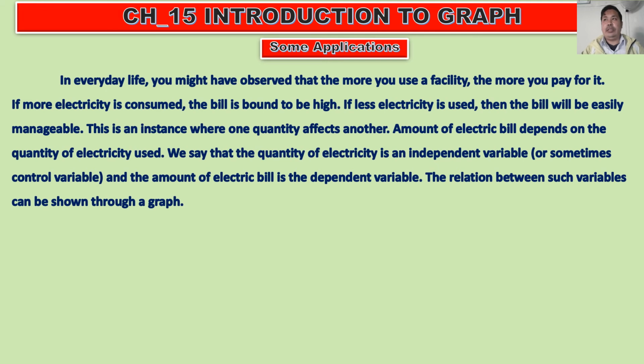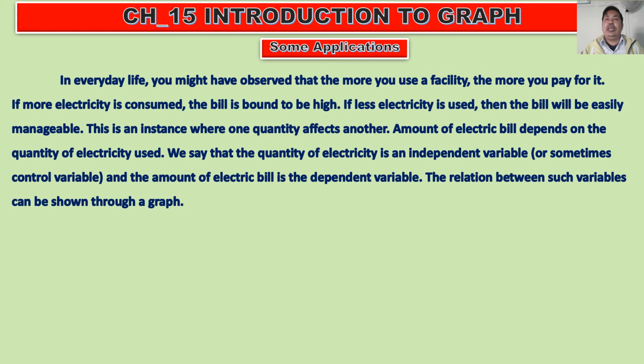See, how much you consume electricity, that determines how much the bill will be. Also, if you want to buy more quantity of sugar or more quantity of rice, then the bill will be bigger, isn't it? The less quantity of rice you buy, the less price you have to pay. So what happens in these situations of daily life? It happens that one quantity depends on the other quantity, isn't it?